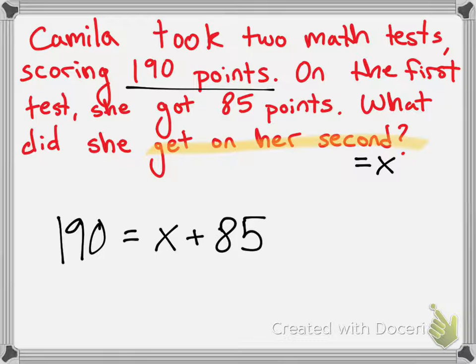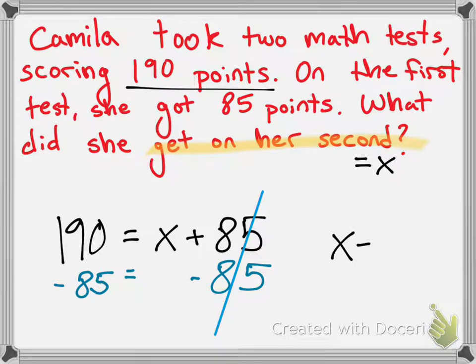Well, you subtract 85 from the 85 and then you get 0. And of course, what we do to one side, we do to the other. So we subtract 85 from 190, you get 105. So 105 equals x, or her second test score. Perfect. So Camilla got 105 on her second test score.